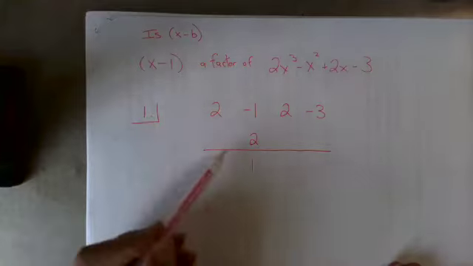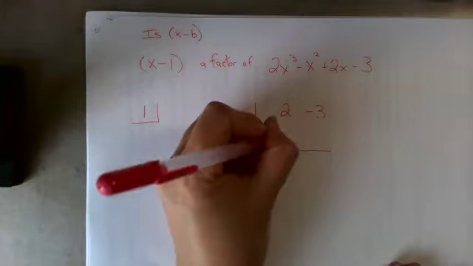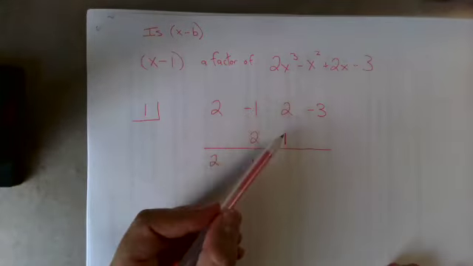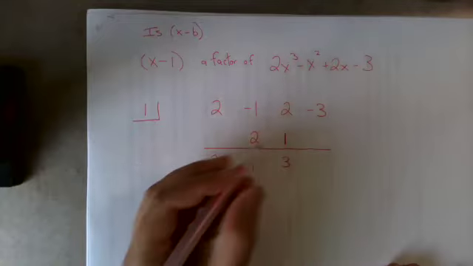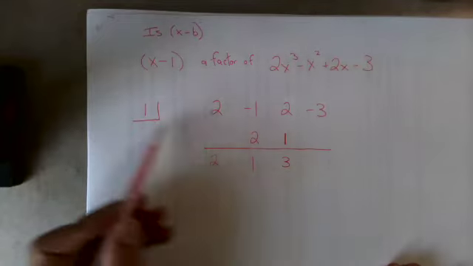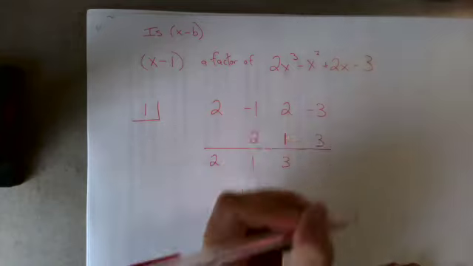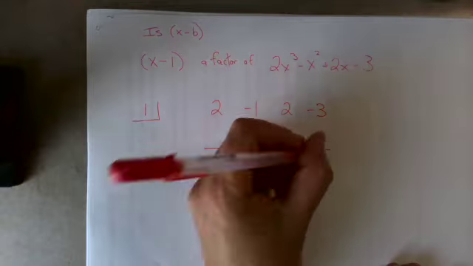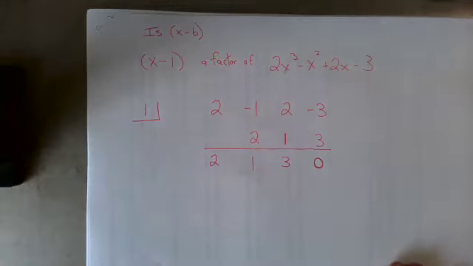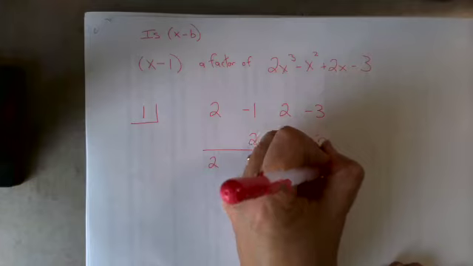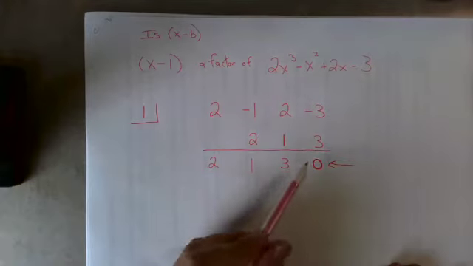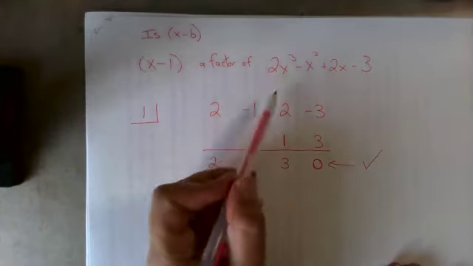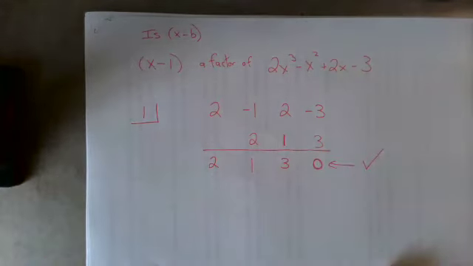And then we multiply 1 times 1. We get a 1. And we add our way down. 2 plus 1 gets us a 3. And we multiply, 1 times 3 is a 3. And then we add our way down. Minus 3 plus 3 gets us 0. Now this right there is the gold. If we end up with 0, then yes, x minus 1 is a factor of this.